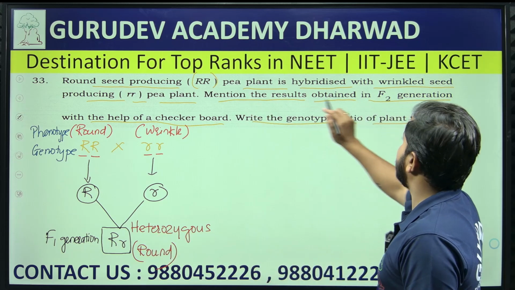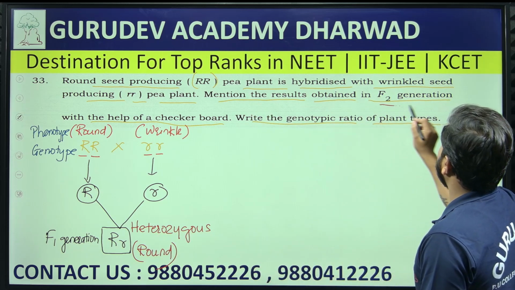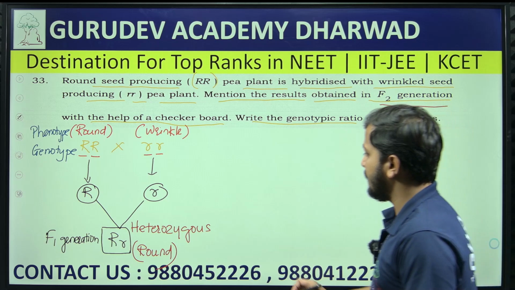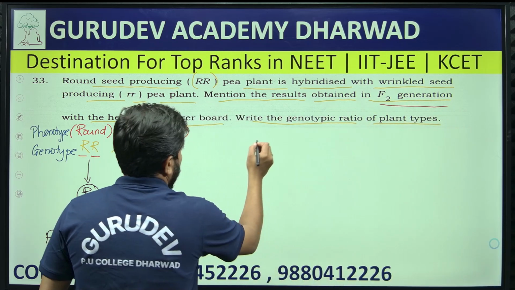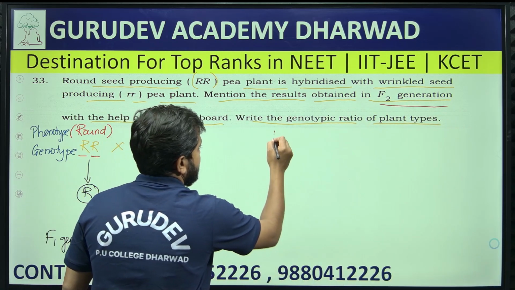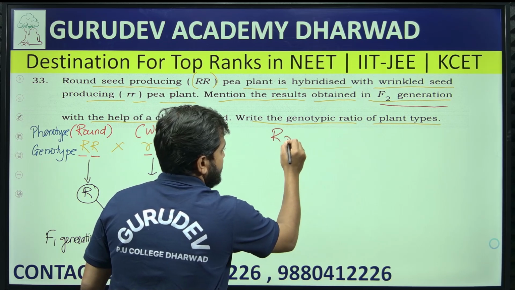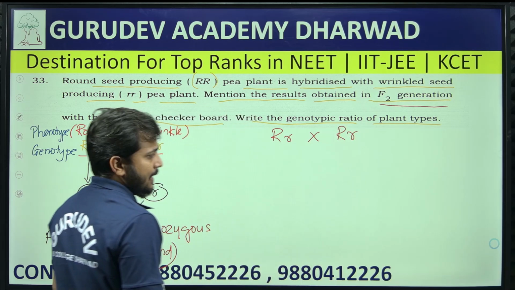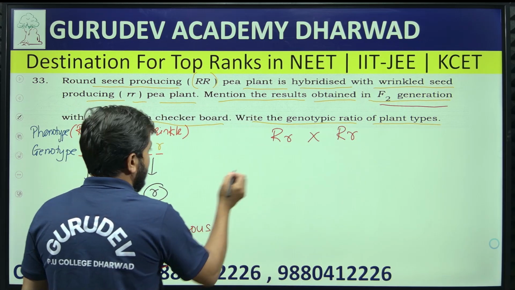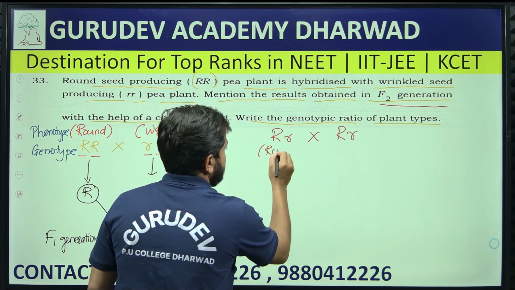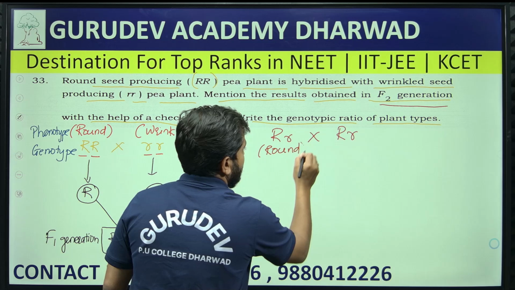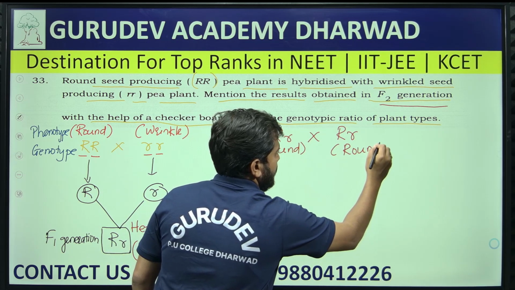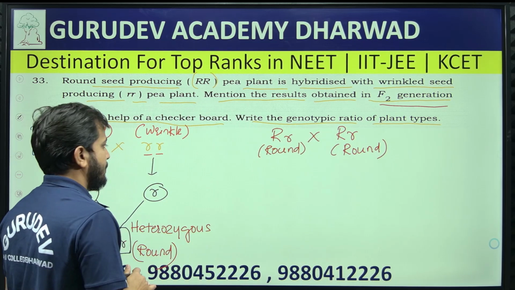Now what they are asking is about the F2 generation, so that is what we have to mention here. I am going to take both of them. When the F1 generation is self crossed, capital R small r is crossed with capital R small r, right? So both of them are round, understanding? Round is dominant over wrinkle.